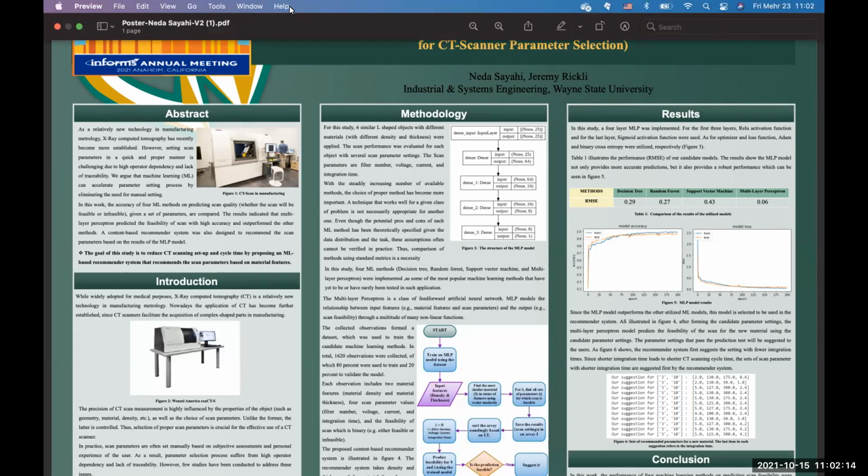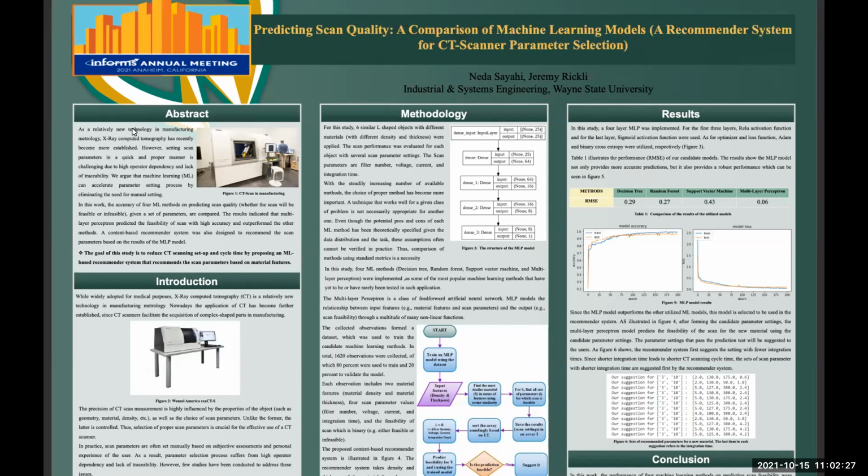My study is titled Predicting Scan Quality, a comparison of machine learning models. First, I'm going to give you a short summary of this study to make the whole framework clear. X-ray computed tomography is a relatively new technology in manufacturing metrology, despite its widespread use in medicine. CT scanners now make it easier to acquire complex shaped parts in manufacturing, so its use is becoming more common and popular. The feasibility of the scan depends on the setup parameters with which CT scans are performed. Currently, there is no established model that can describe the relationship between CT scan setup parameters and scan feasibility.